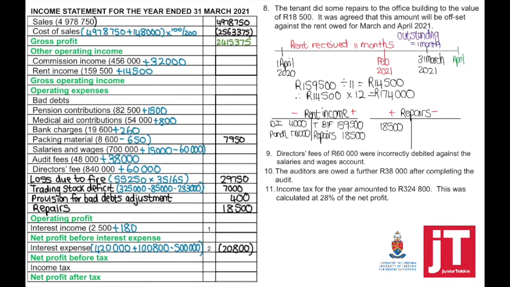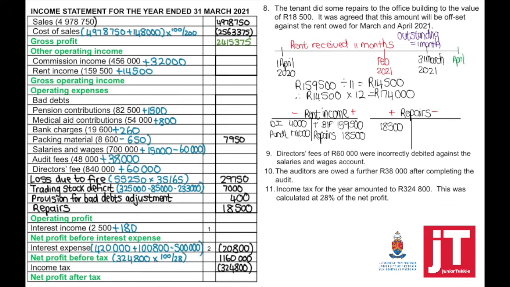Income tax for the year amounted to 324,800. This was calculated at 28% of the net profit. So step number 1, you're going to show your income statement, in your income statement, the income tax, and it must be in brackets. Now I've got two options. I can either calculate the net profit before tax or the net profit after tax.